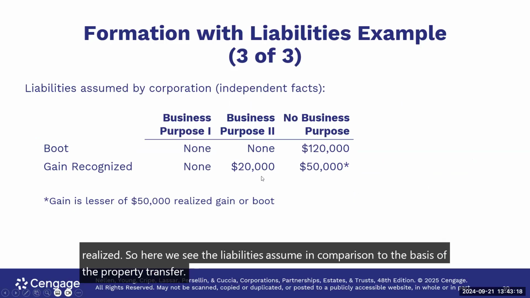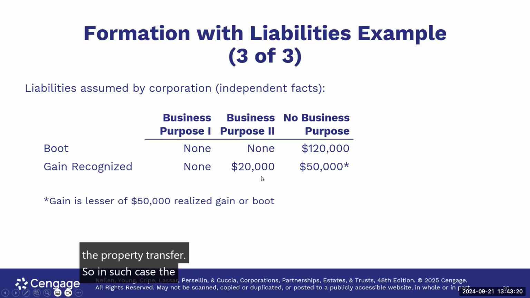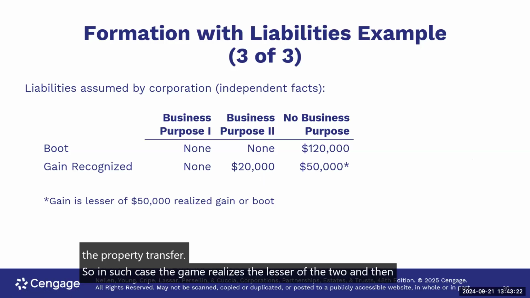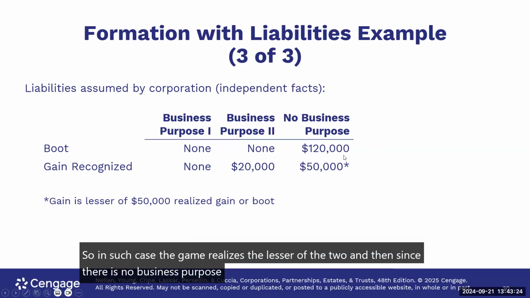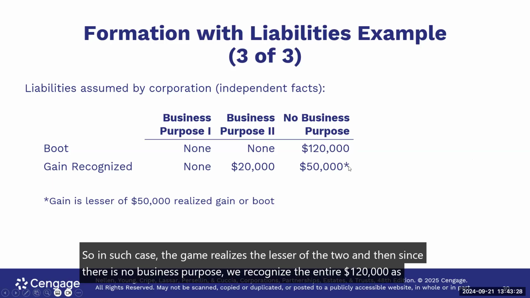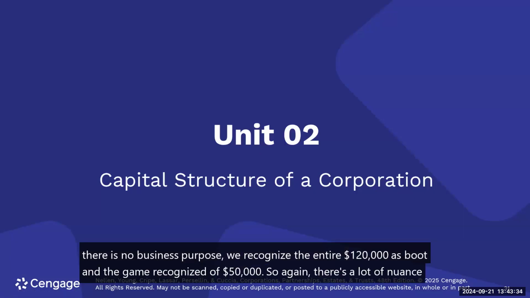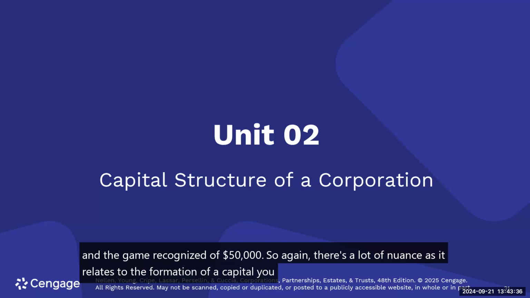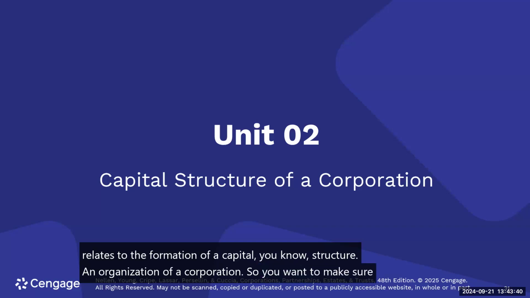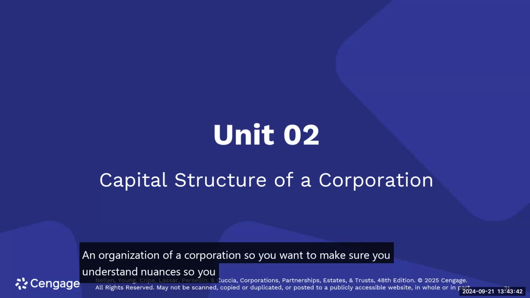So in such case, the gain realized is the lesser of the two. And then since there's no business purpose, we recognize the entire $120,000 as boot and the gain recognized of $50,000. So again, there's a lot of nuance as it relates to the formation of a capital structure and organization of a corporation. So you want to make sure you understand nuances so you can advise clients correctly.